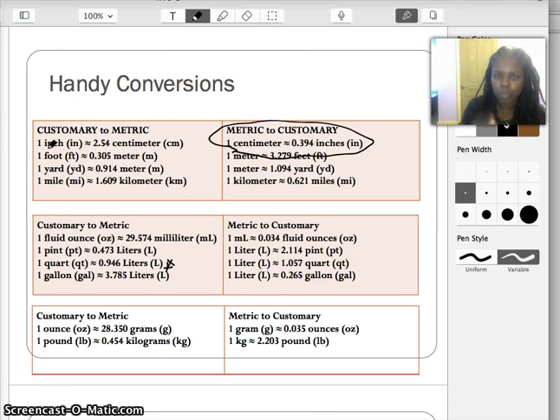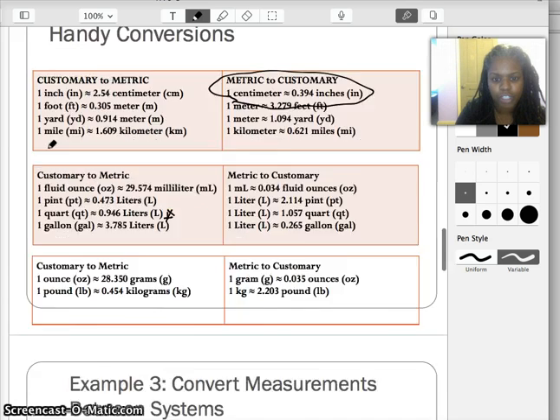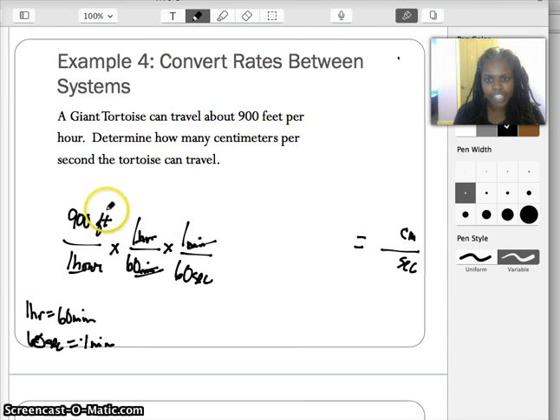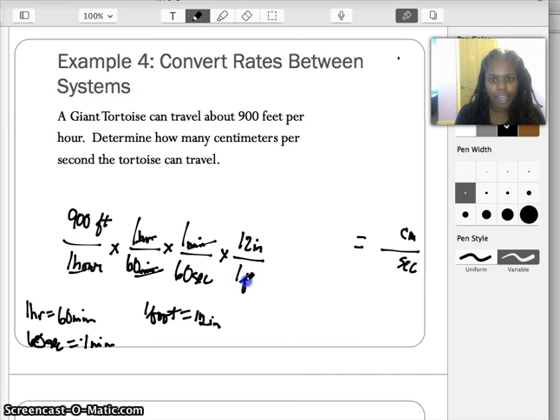There's more than one way to do these problems, but this is the path I'm going to choose right now. I know I need to go from feet to centimeters, but first I'm going to go from feet to inches. 1 foot, and this is information I expect you to know, is equal to 12 inches. So I'm going to put my 12 inches at the top and my 1 foot at the bottom. These are two equivalent values, so it's fine to put them over one another. The feet cancel out. I'm now in inches. All right, I'm getting there.